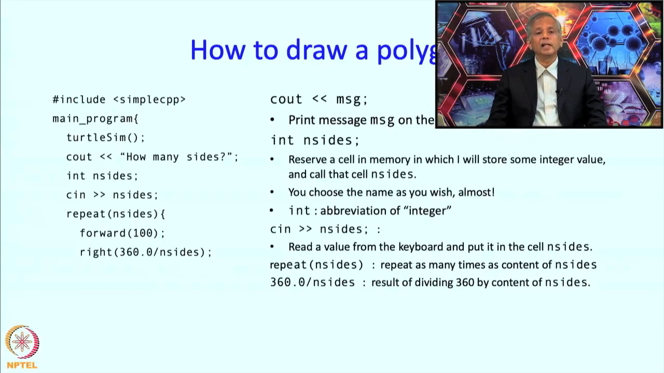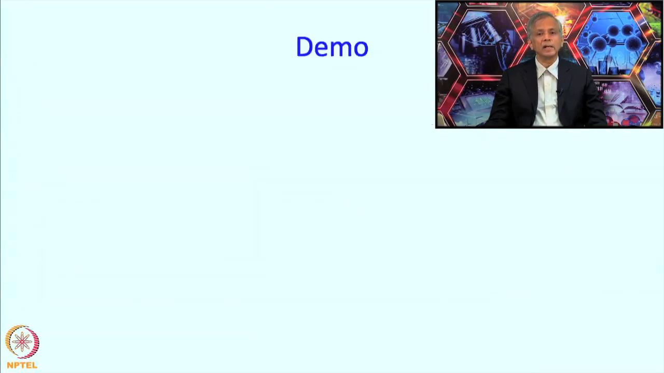Notice that if there are 10 sides to a polygon, then there are 10 exterior angles. If there are 10 exterior angles, each of which adds to 360, then each angle has to be 36. So this is exactly the angle that we need in order to draw a decagon. So this is what this repeat loop is going to do. Okay. After that, the program will wait for 10 seconds and then the program is over. Alright, so let us again see a demonstration of this.